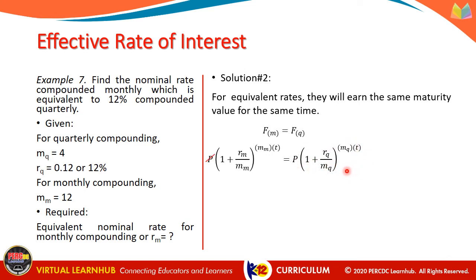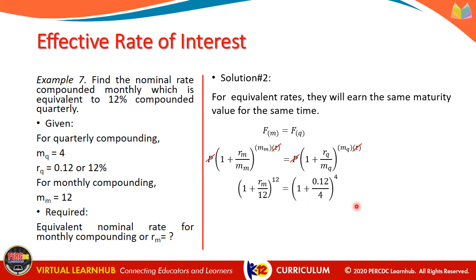We can cancel P on the left and right side of the equation, and we can also cancel t on the left and right side of the equation. Then substituting the given, we will have (1 plus r sub m over 12) raised to 12 is equal to (1 plus 0.12 over 4) raised to 4. As you can observe, from this point, our solution will now be the same as solution number 1, right?